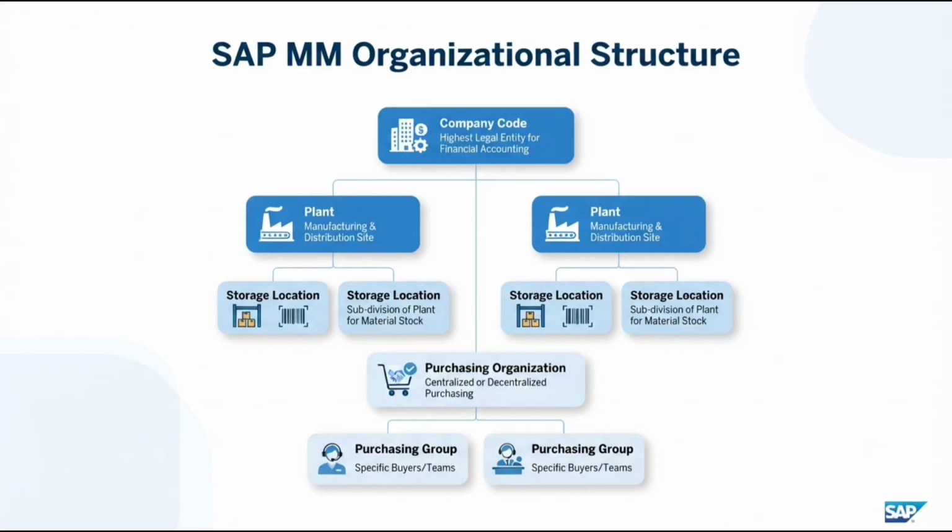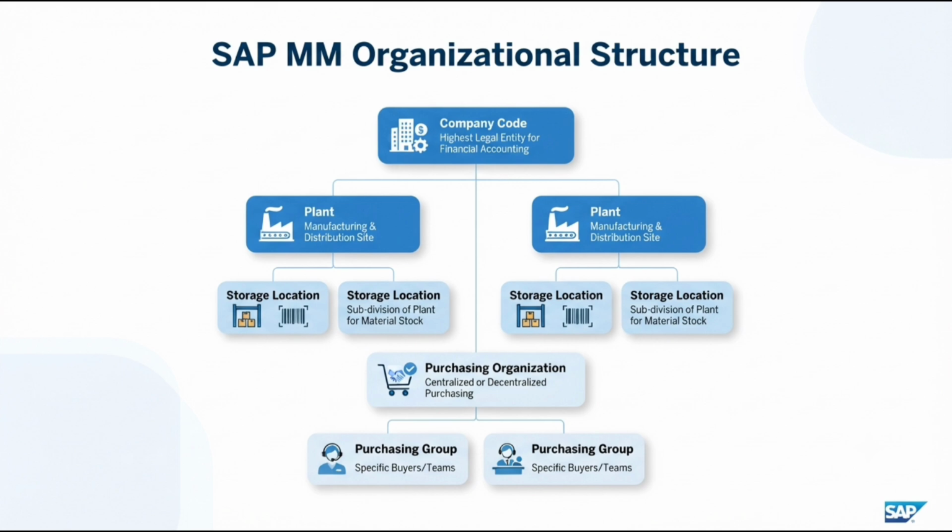Every process in SAP MM runs within a clear organizational structure. At the top is the company code, which represents the legal entity. Below it comes the plant, which is the physical location where materials are produced or stored. Inside each plant, we have storage locations that further divide the stock. On the purchasing side, we have the purchasing organization responsible for buying activities and purchasing groups that handle day-to-day tasks.